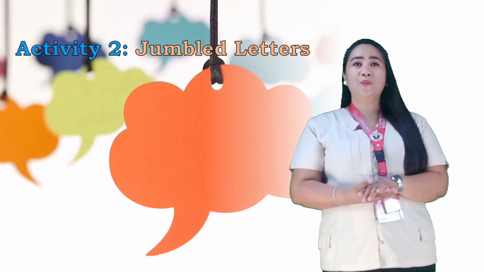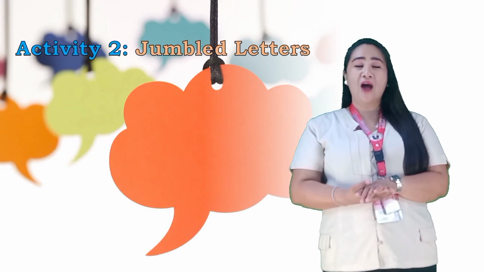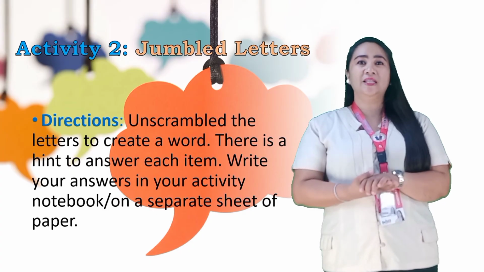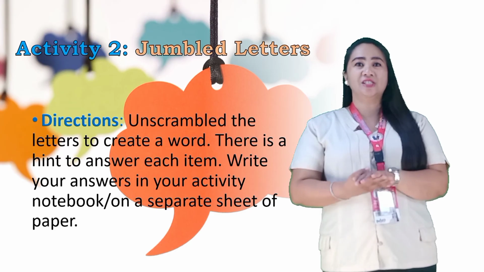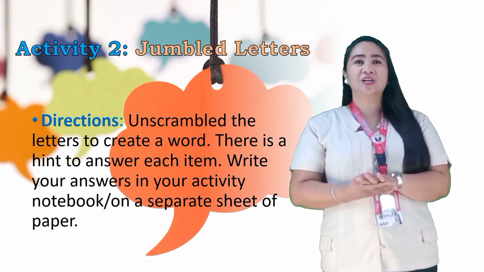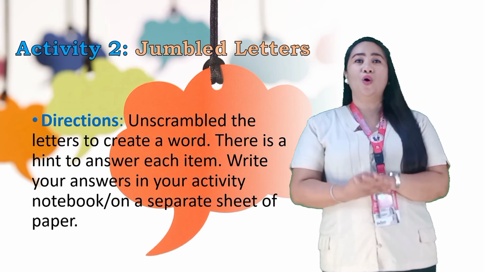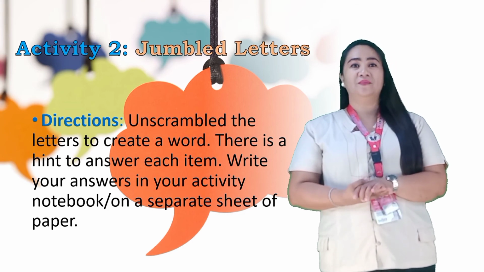Write your answers in your notebook or on a separate sheet of paper. You got it right! Let's answer another activity to check your understanding. I am going to show you scrambled letters of words related to constellations. Unscramble them and be familiar with these terminologies. For activity number 2, jumbled letters. Directions: unscramble the letters to create a word. There is a hint to answer each item. Write your answers in your activity notebook or on a separate sheet of paper.